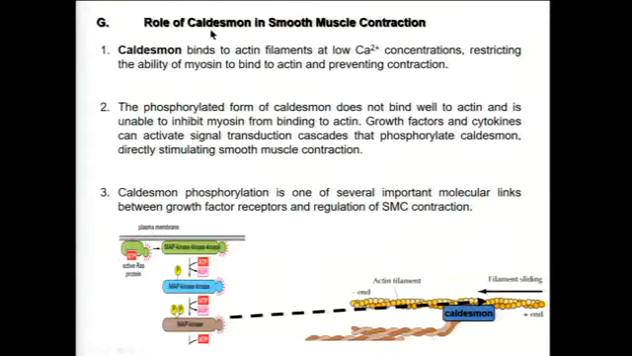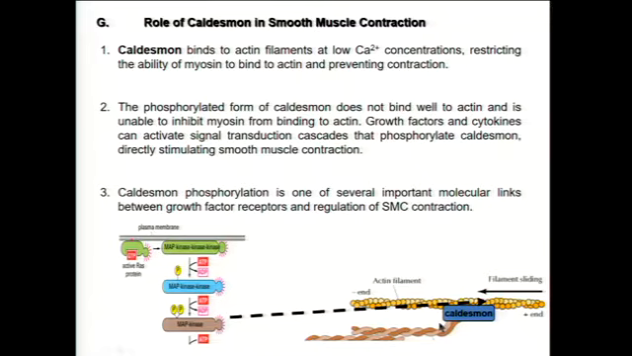We need to talk about this protein called caldesmon. Caldesmon is also unique in smooth muscle, and it sort of links inflammation and other processes with regulation of contraction. Here's what caldesmon does. It binds to actin when there's low calcium. So in the relaxed state, caldesmon binds to actin. You have steric hindrance. It gets in the way of the myosin head. Smooth muscle is relaxed. Perfect.